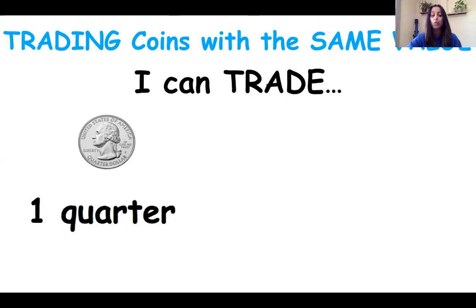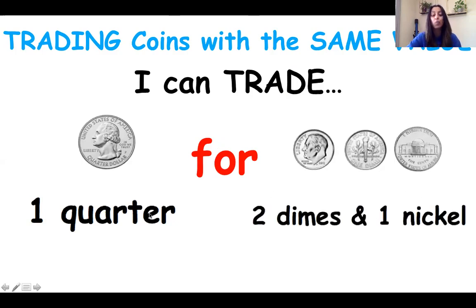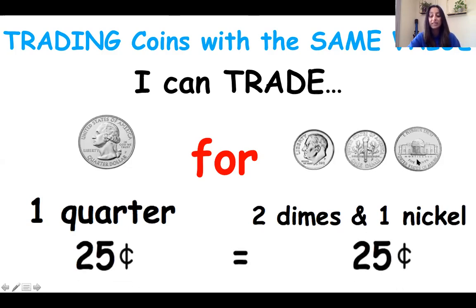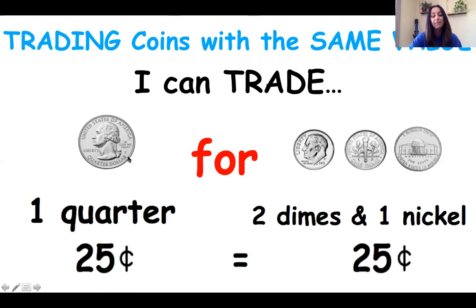All right, so we know that a quarter equals 25 cents. So we need to try to make 25 cents using different coins. So I know I could definitely use some dimes and probably nickels. So let's see. I could trade 1 quarter for 2 dimes and 1 nickel, because if I count the value of these coins, it is going to equal the same as this quarter. The value will be 25 cents. Let's see. 10 cents, 20 cents, 25 cents. So once again, 25 cents equals 25 cents. So 1 quarter has the same exact value as 2 dimes and 1 nickel. So you can trade for that.